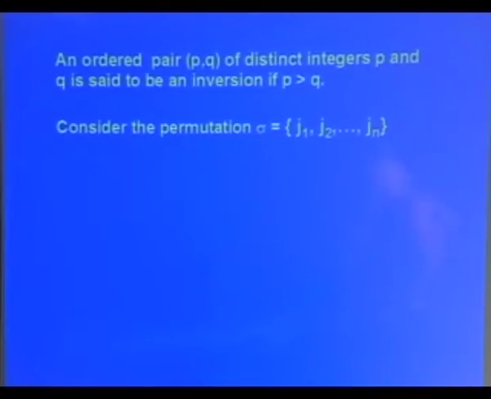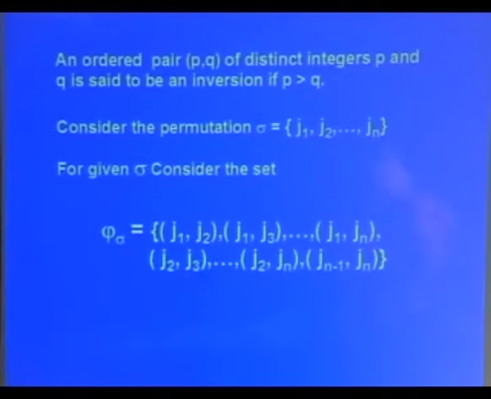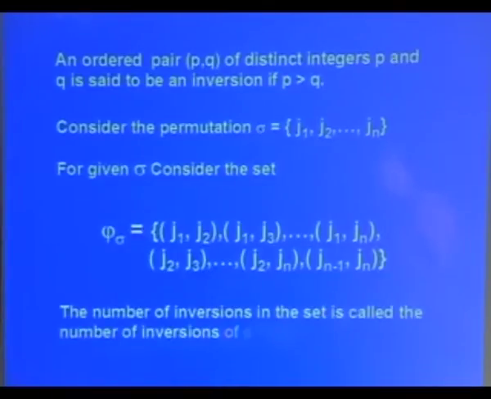So, if we consider the permutation sigma is equal to J1, J2, ..., Jn, then for given sigma we consider the set phi sigma, which is a set of ordered pairs (J2, J1), (J1, J3), next ordered pair (J1, Jn), then we start with (J2, J3), (J2, J4), it will go up to (J2, Jn), and finally we will have (Jn minus 1, Jn). So, we call this set as phi sigma.